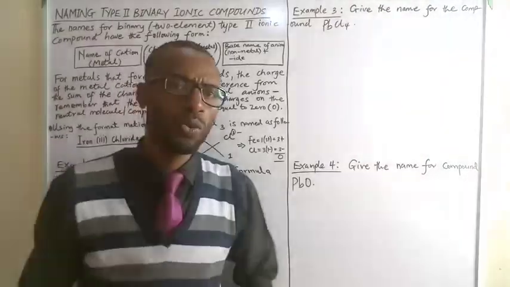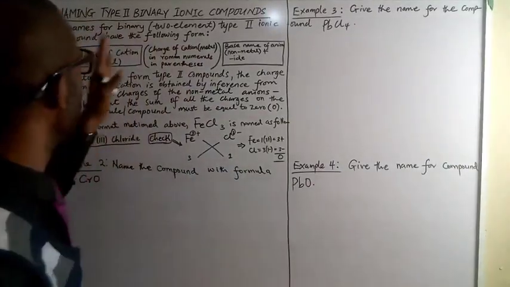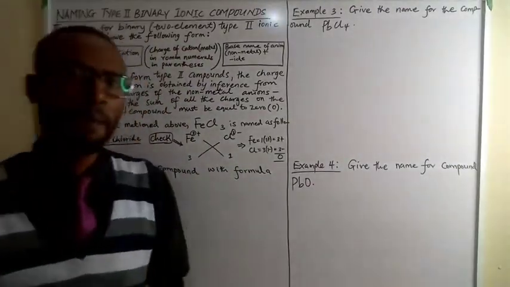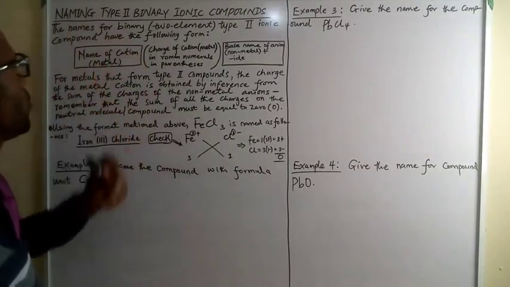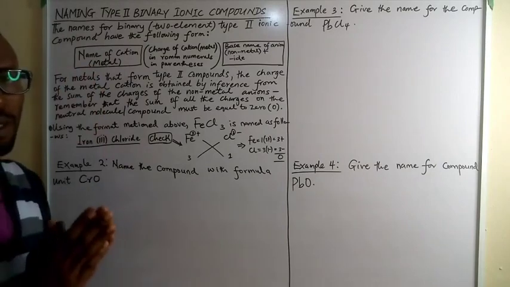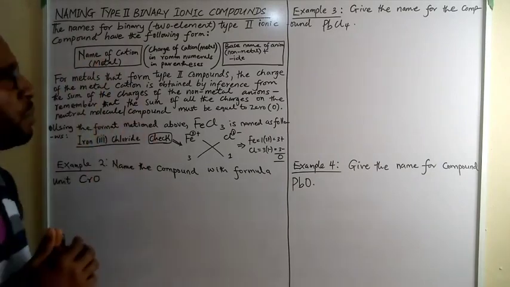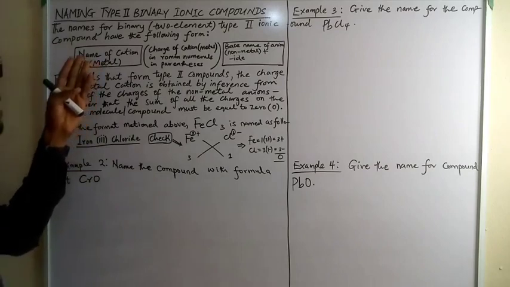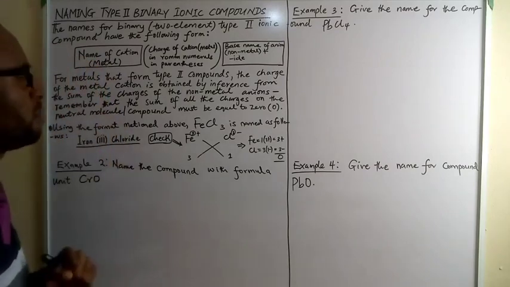Hello friends, today we are going to talk about naming type 2 binary ionic compounds. To name type 2 binary ionic compounds, we have to use a particular format. The first thing is to find the name of the metal or the cation.